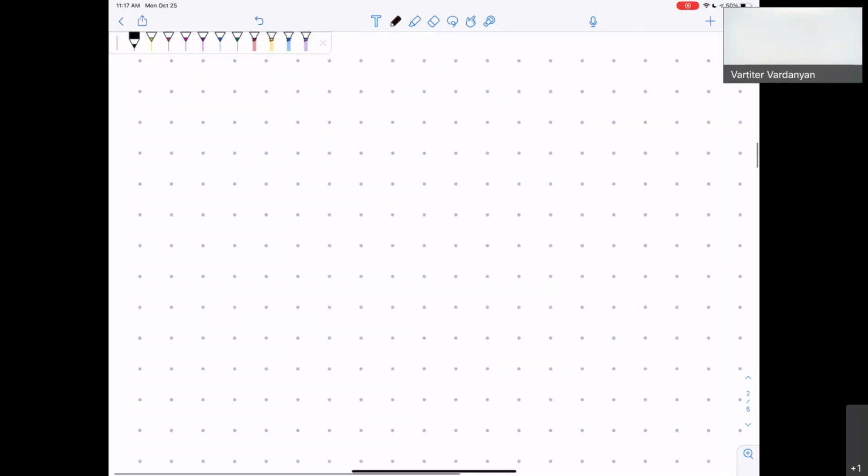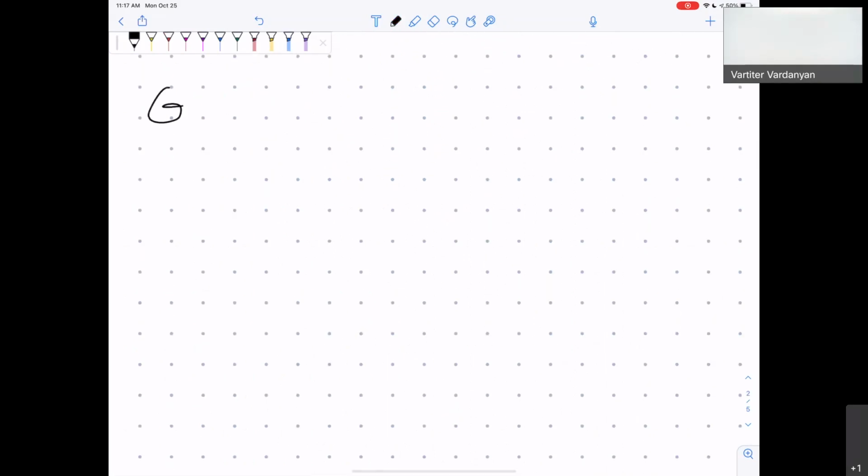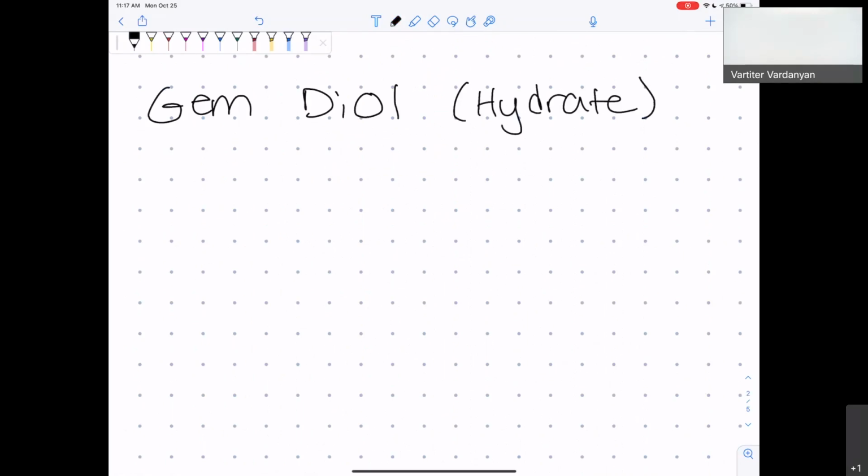And I'm going to label everything and try to keep it as neat as possible so you guys know what I'm talking about. The first one we're going to do is the gem-diol reaction. And we also call this the hydrate reaction. And this is when we have a ketone or an aldehyde.